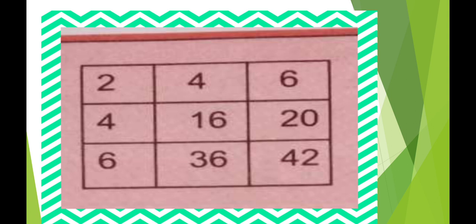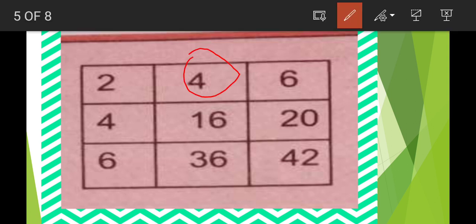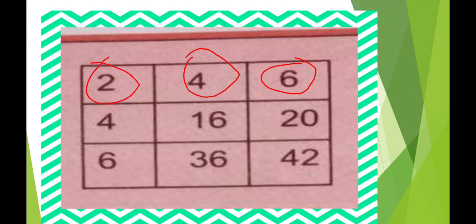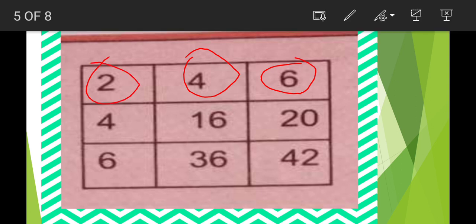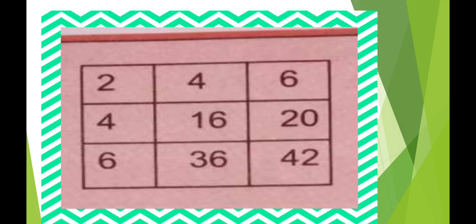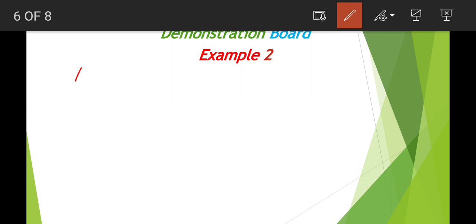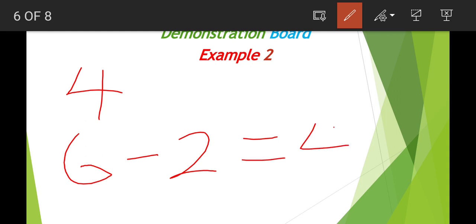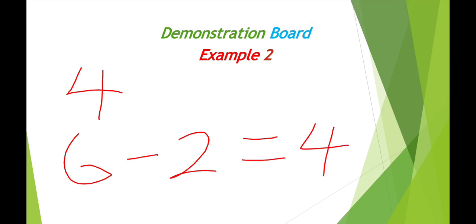Now, assuming this 4 was not given to us, what do we do? What we simply do is to say 6 minus 2. Let's proceed to our demonstration board. Assuming 4 was not given, we easily say 6 minus 2, and 6 minus 2 is equal to 4. So that's how 4 was gotten.